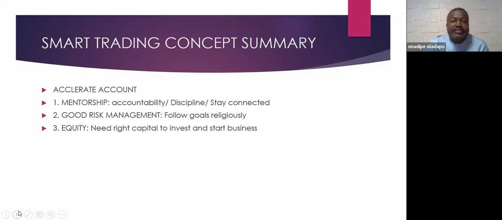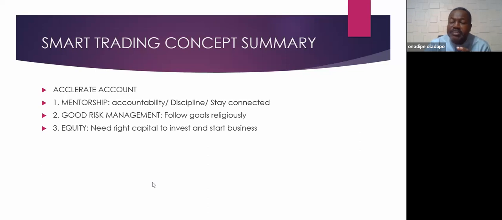The second thing for you to be able to accelerate your account is that you need good risk management. Put on the chart, good risk management. Because this is also key. You need good risk management because without good risk management, your account will be swinging like a yo-yo.